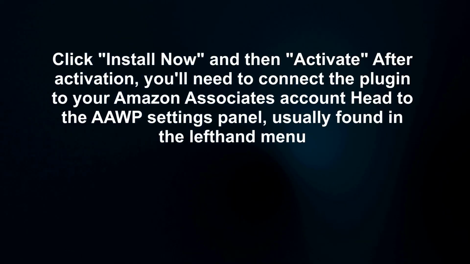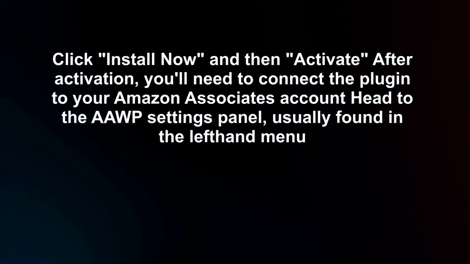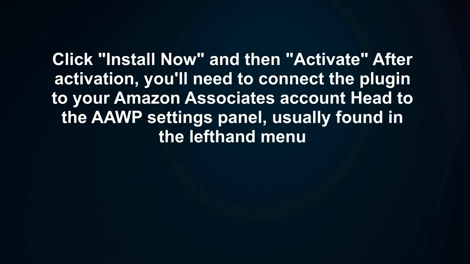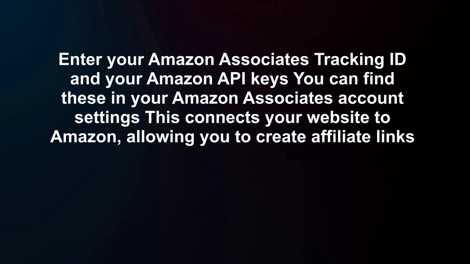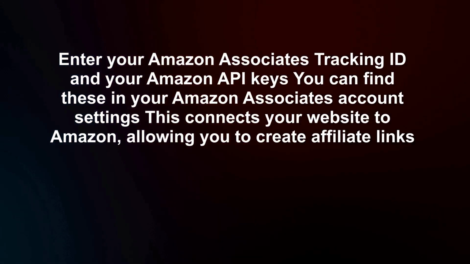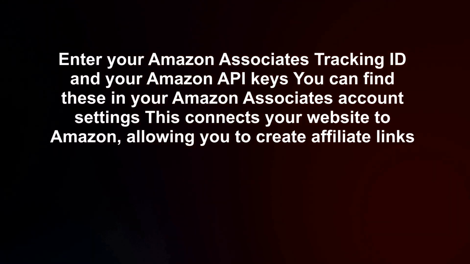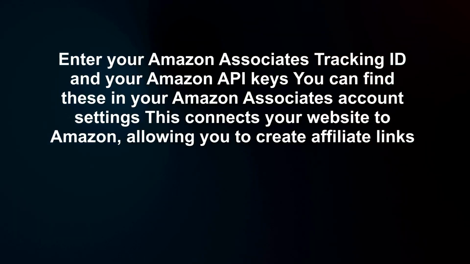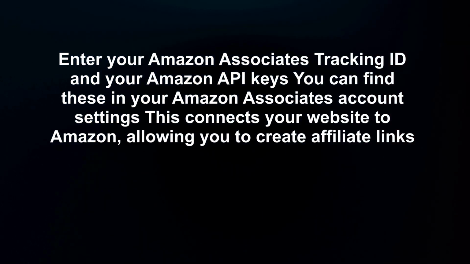After activation, you'll need to connect the plugin to your Amazon Associates account. Head to the AAWP settings panel, usually found in the left-hand menu. Enter your Amazon Associates tracking ID and your Amazon API keys. You can find these in your Amazon Associates account settings. This connects your website to Amazon, allowing you to create affiliate links.